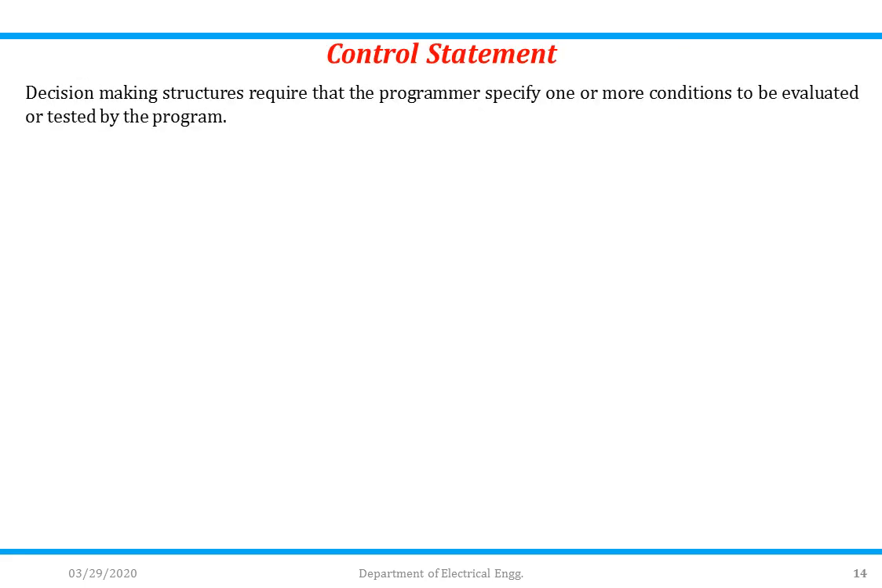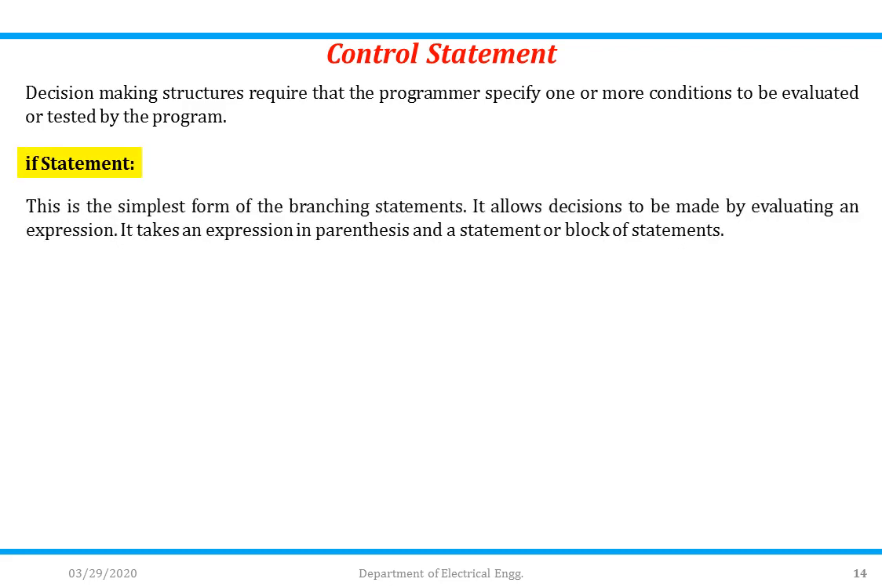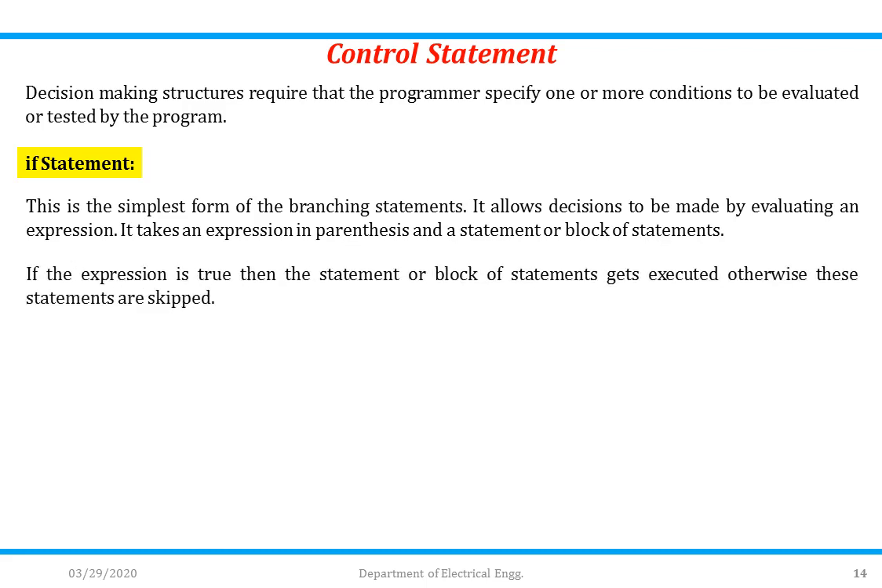Next are control statements, or we can say decision making statements. A decision making structure requires that the programmer specify one or more conditions to be evaluated or tested by the program. The first is the if statement. This is the simplest form of the branching statements. It allows decisions to be made by evaluating an expression. It takes an expression in parentheses and a statement or a block of statements. If the expression is true, then and only then the statement or block of statements gets executed. Otherwise, these statements are skipped.